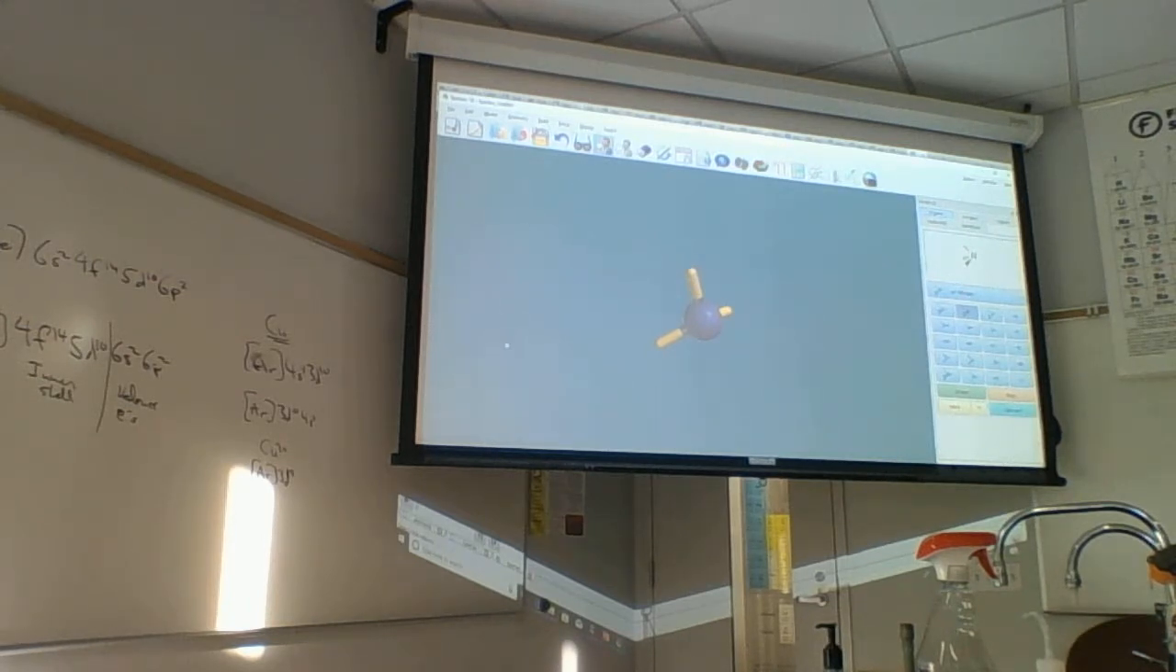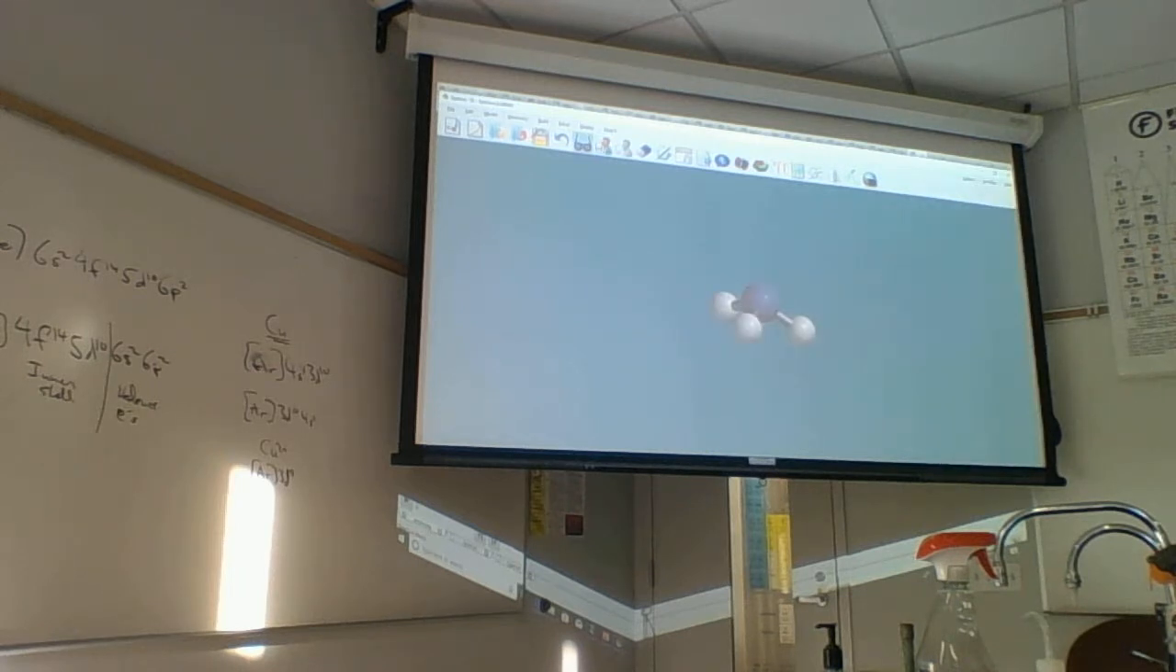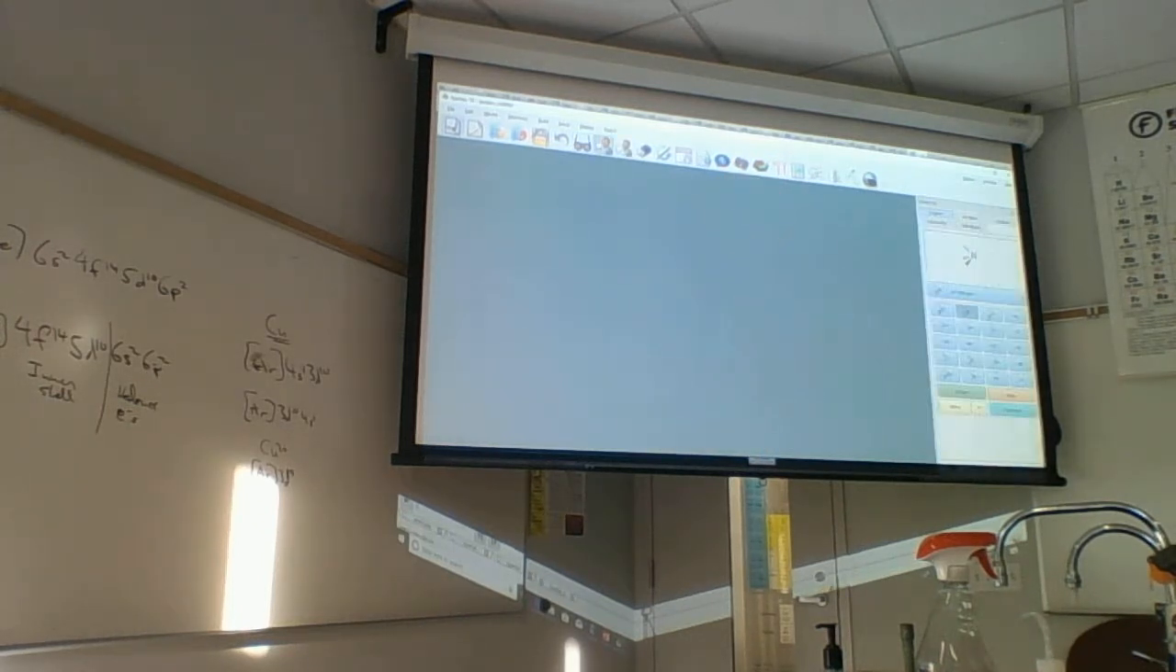And so for VSEPR, here, what would the ideal angle for ammonia be? The H and H angle. 109. But because of the lone pair on top, it's going to distort this angle a little bit. How much does it distort it by? 2. So it would be about 107. What was the other distorted angle that I showed? The other distorted angle was for this guy here.